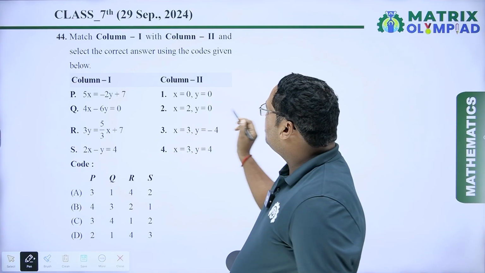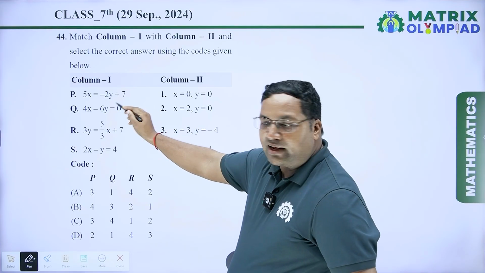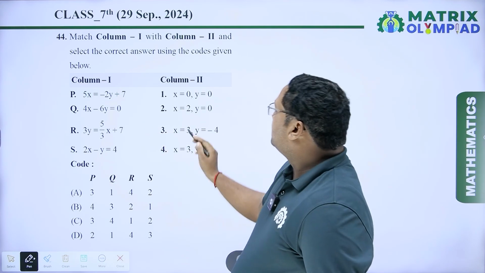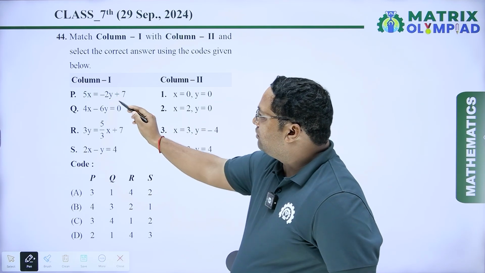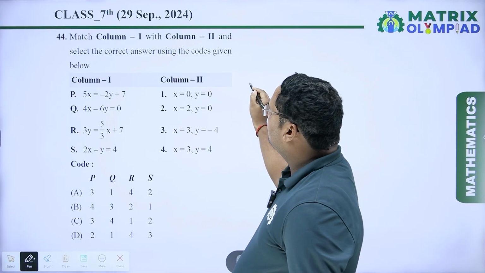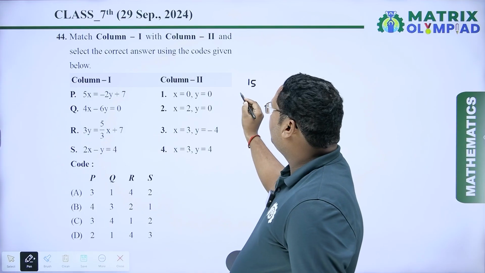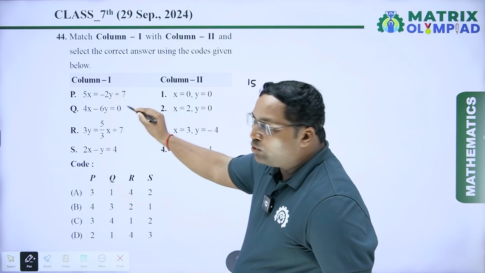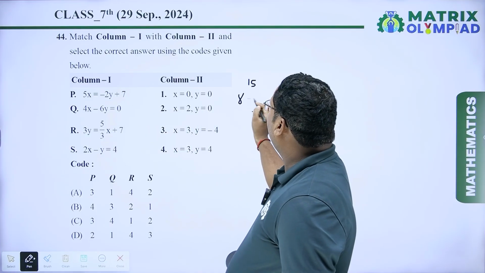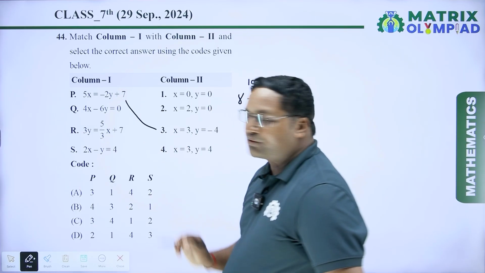Next is x equal to 2. So we will get 10, and y equal to 0, so we will get 7. 10 equal to 7 is not possible. Next is x equal to 3. 5 threes are 15 and y equal to minus 4. So we will get minus 4 into minus 2 is plus 8. 8 plus 7 is 15. So for P, the third is true.